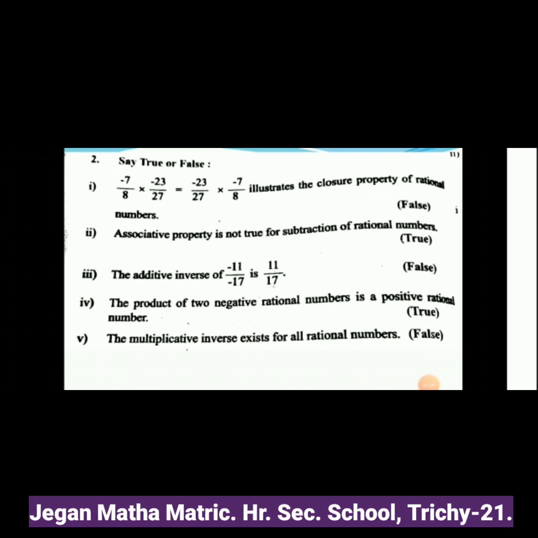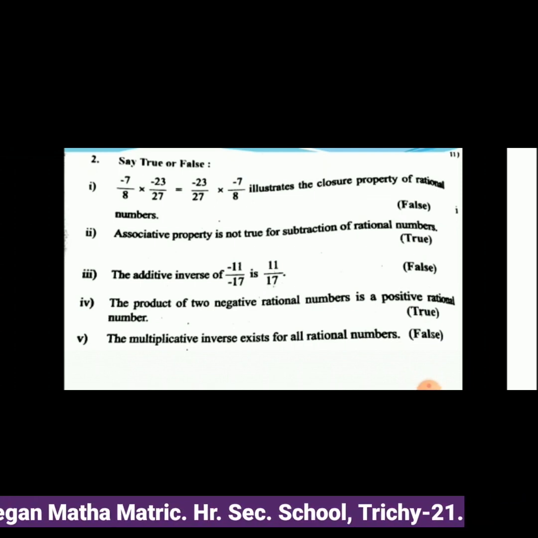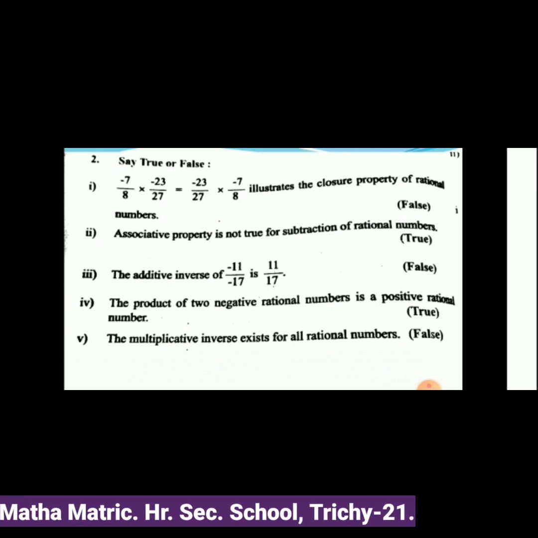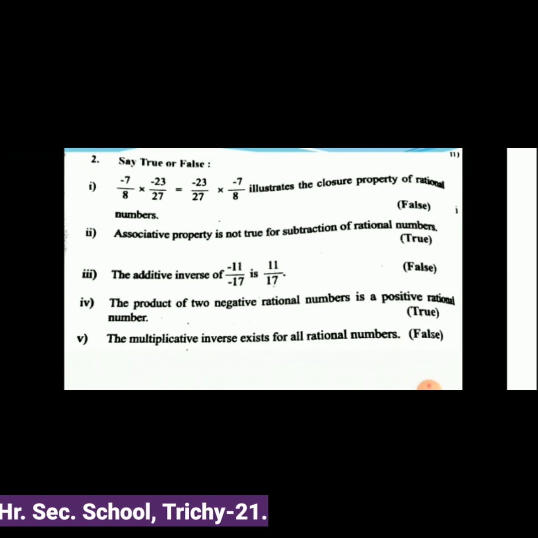In the third one, the additive inverse of minus 11 by minus 17 is 11 by 17. This is false because minus 11 by 17 is the correct answer. In the fourth one, the product of two negative rational numbers is a positive rational number. This is true. In the fifth one, the multiplicative inverse exists for all rational numbers. This statement is false, because it does not exist for all rational numbers.